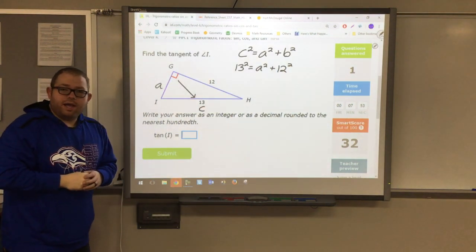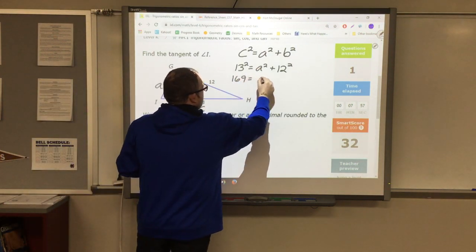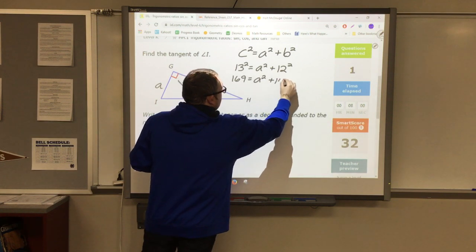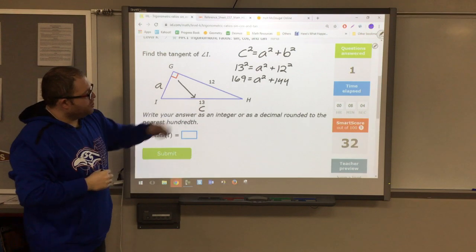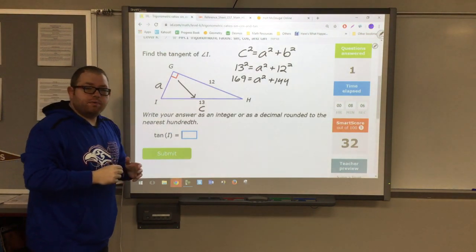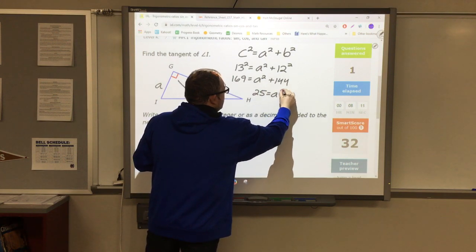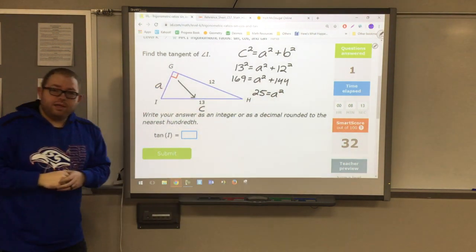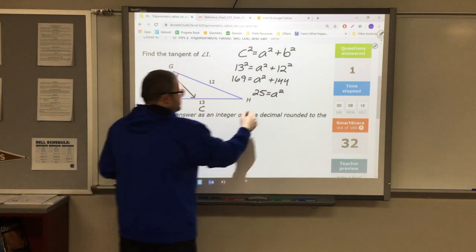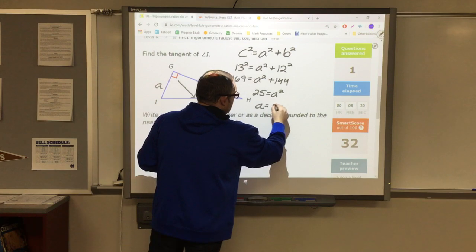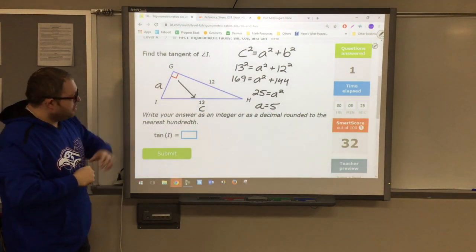Now I'm just going to work it out like you would have done last week. Hopefully you're still pretty good with your algebra skills. We'll subtract 144 from both sides of the equation. And don't forget that in order to get rid of the square on A, we need to take the square root. So now I've solved for the missing side, and that side is 5.